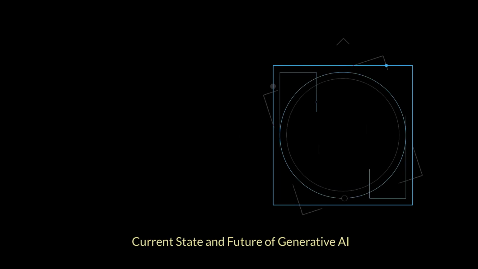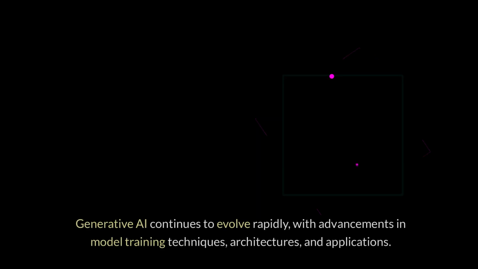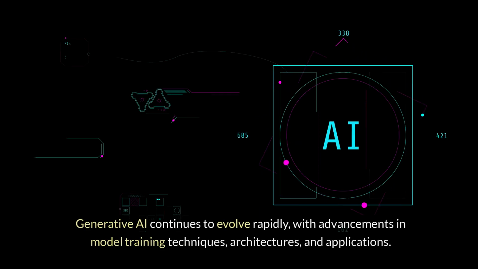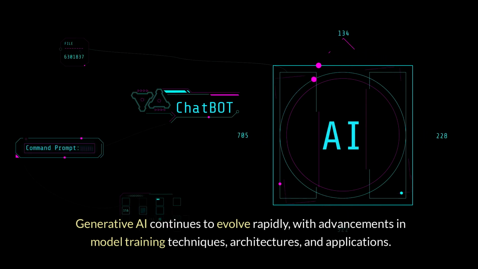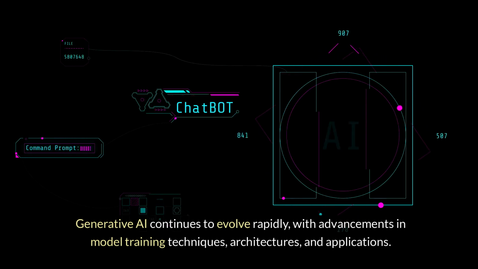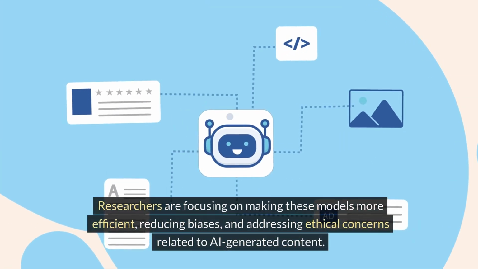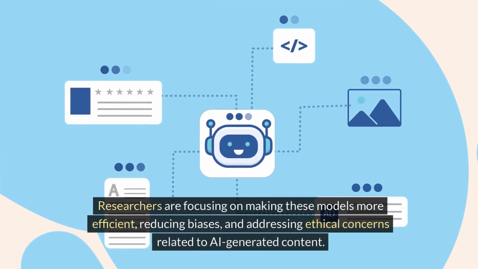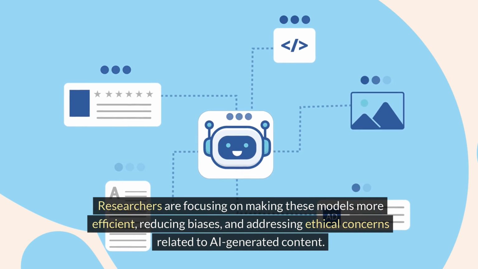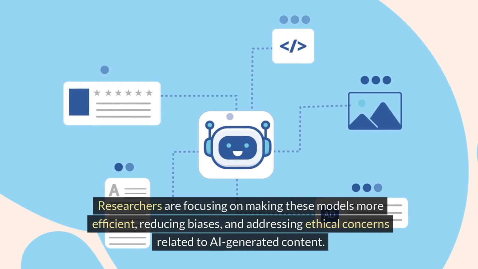Current state and future of generative AI. Recent developments. Generative AI continues to evolve rapidly with advancements in model training techniques, architectures, and applications. Researchers are focusing on making these models more efficient, reducing biases, and addressing ethical concerns related to AI-generated content.